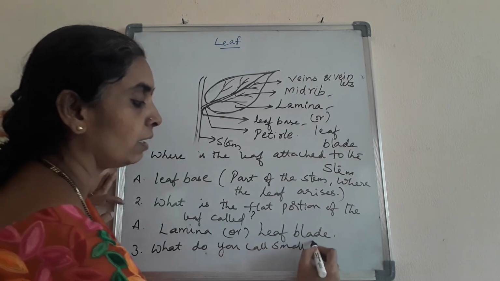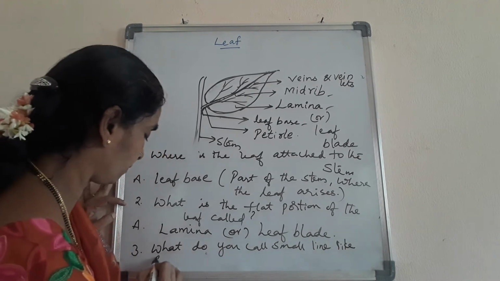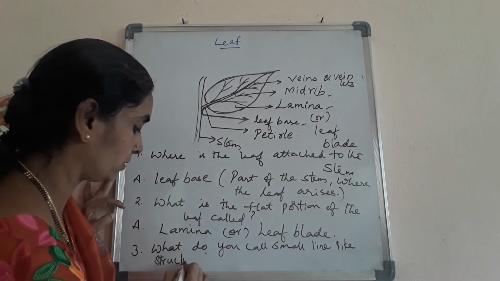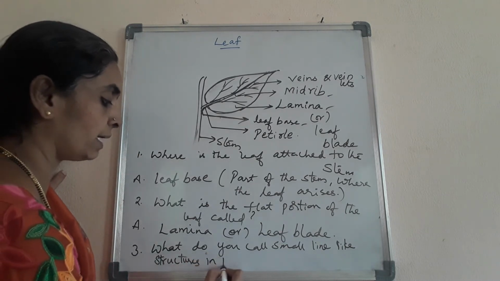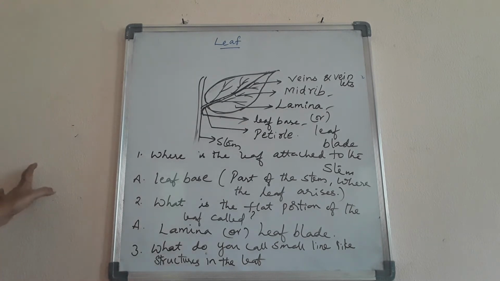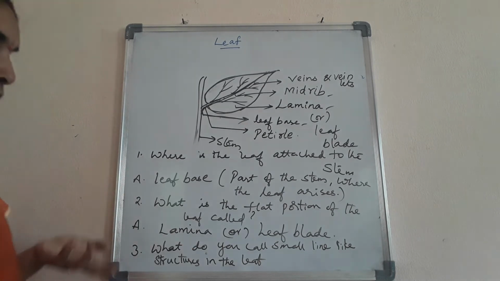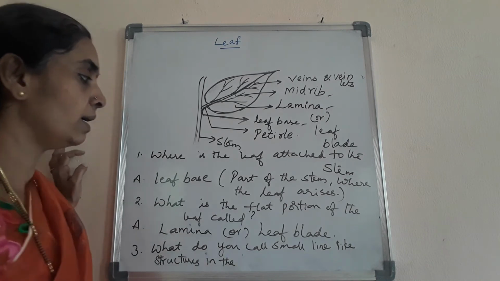Small line-like structures in the leaf lamina, or in the leaf. What is it called, ma? Leaf. That is the flat portion of the leaf, we can say about it. The flat portion of the leaf is called lamina.